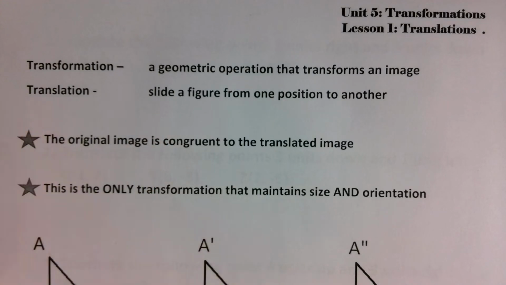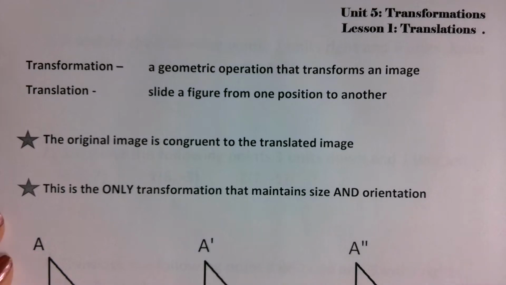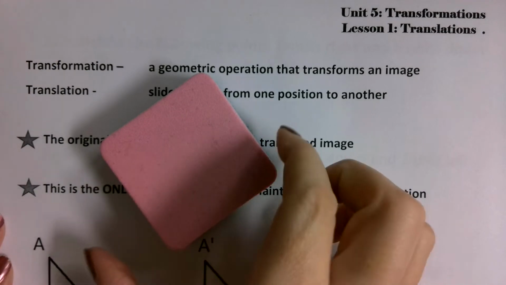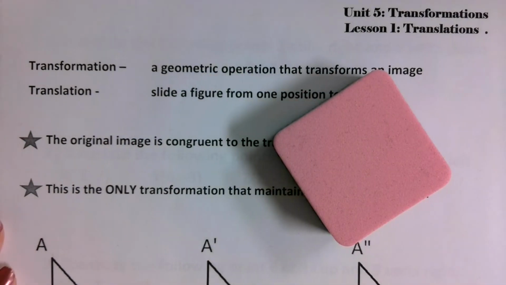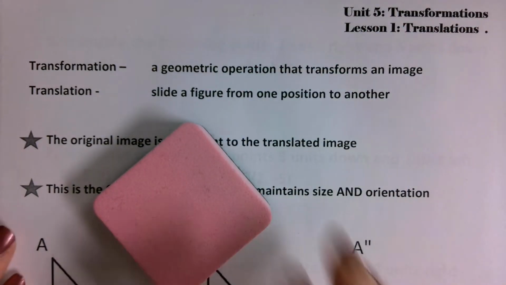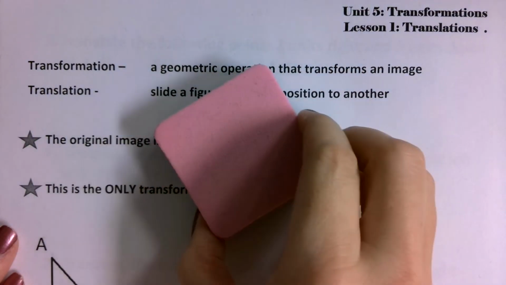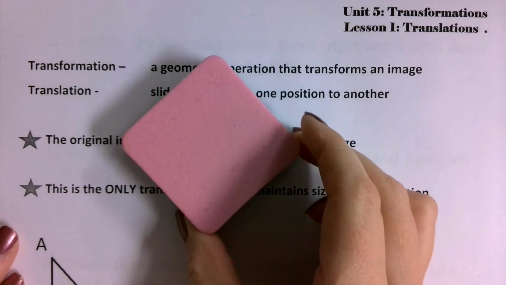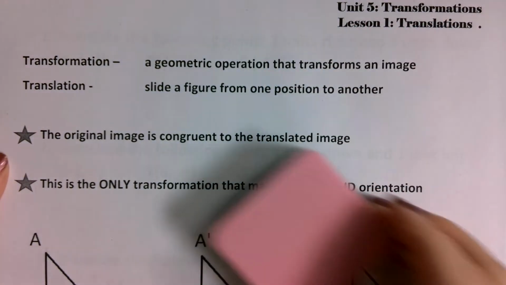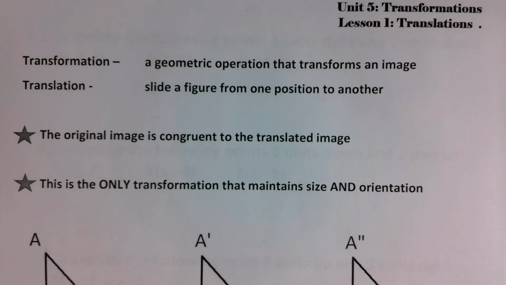So a translation is the idea of just sliding a shape without changing anything about it. If I were to take this diamond and move it to the right, that is a translation. If I move it up, that's a translation. If I move it diagonally, that is a translation. It's just the sliding of the figure. The figure does not rotate or turn. It does not flip or anything of that sort. It stays in its exact same orientation and just moves across a plane. Okay? So we're just sliding from one position to another.